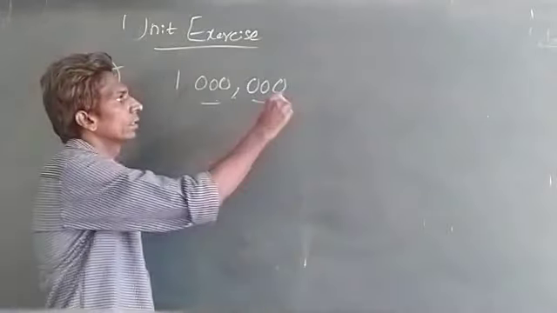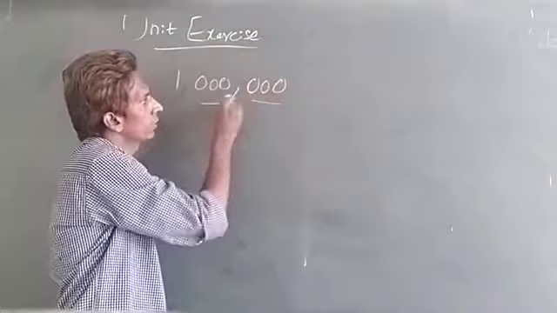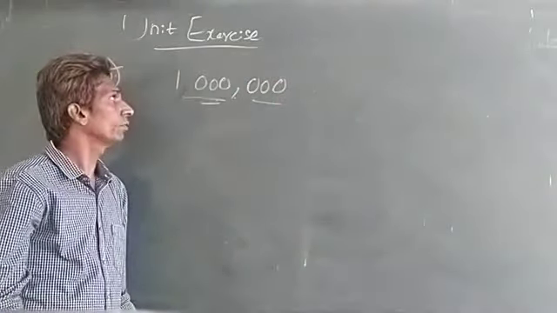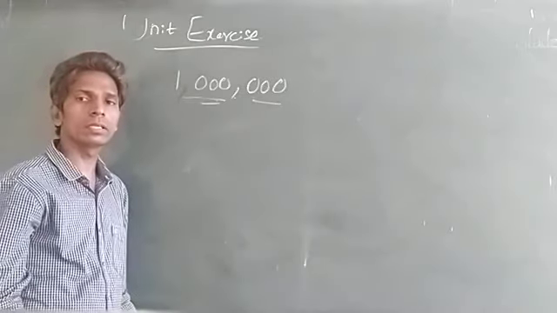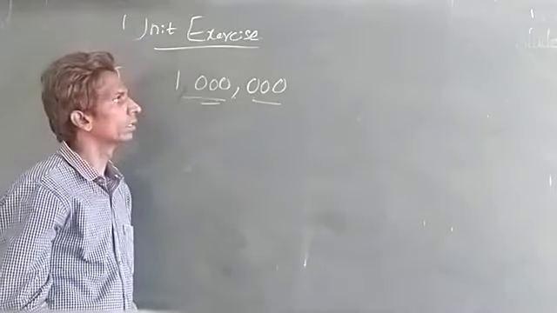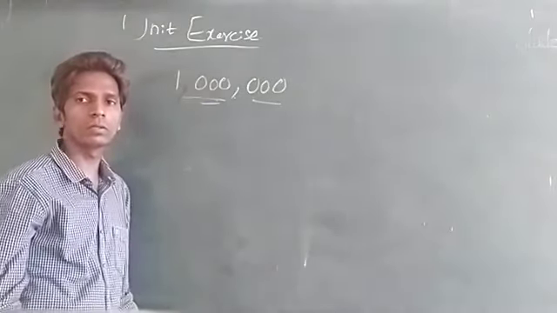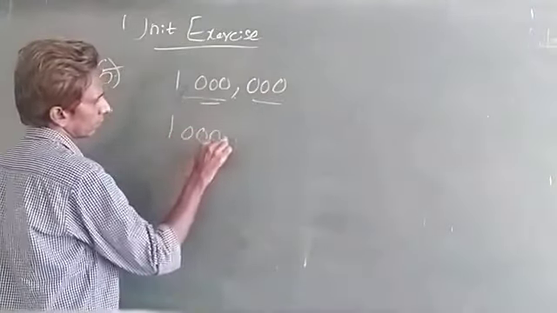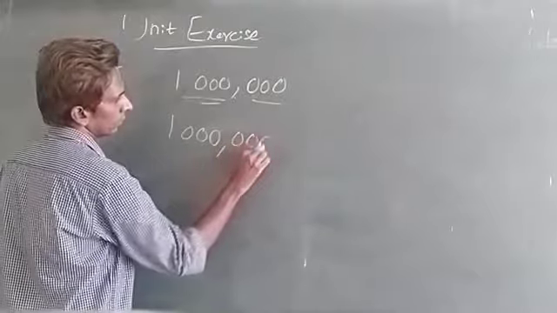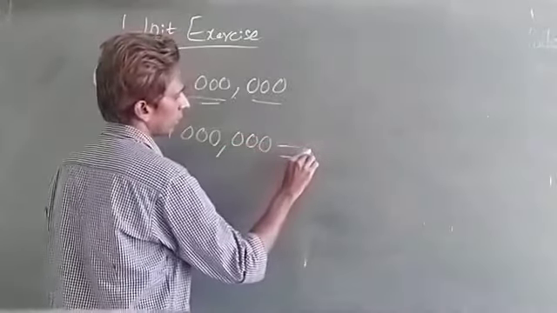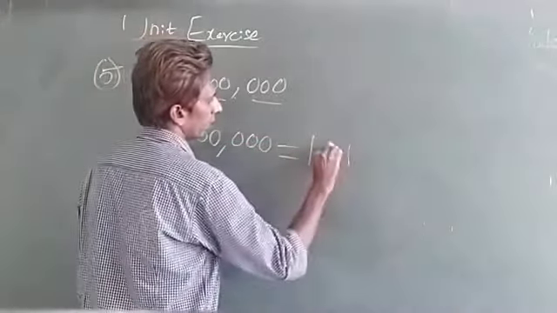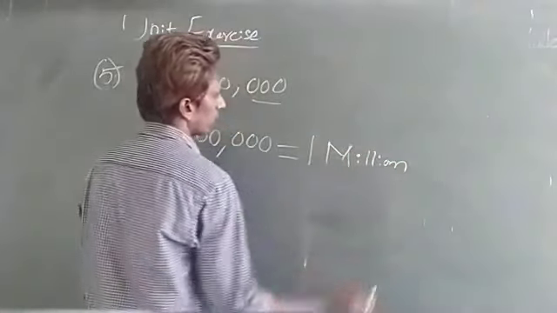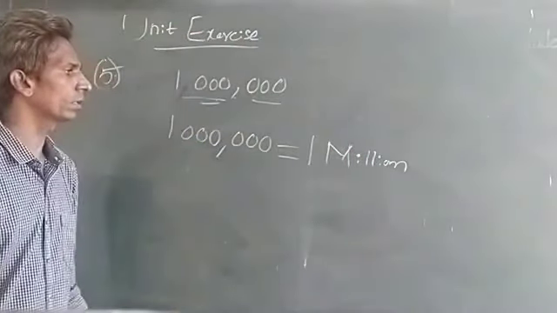So these are all thousands only. So we will call it 1000 thousands. Now 1000 thousands is equal to 1 million.